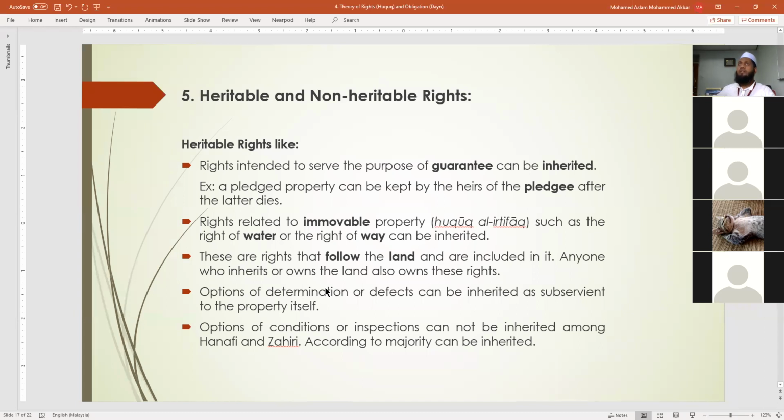For example, there is a rahn, right? A property can be kept by the heirs of the pledgee after the latter dies. For example, you know, I borrow some money from my father.